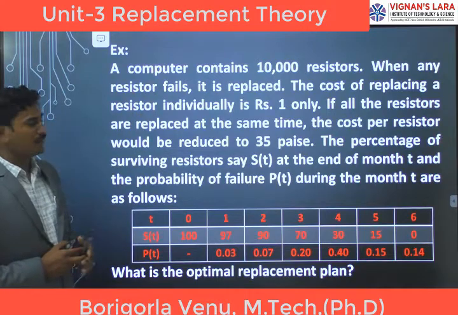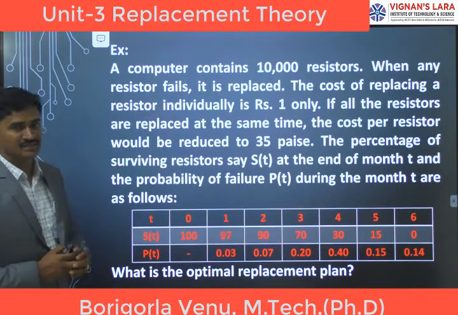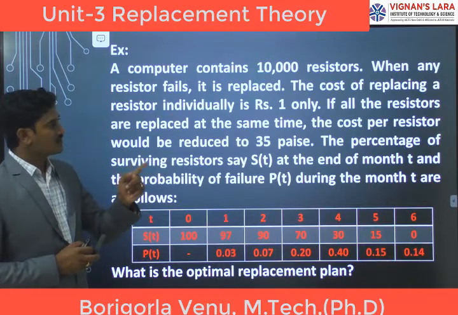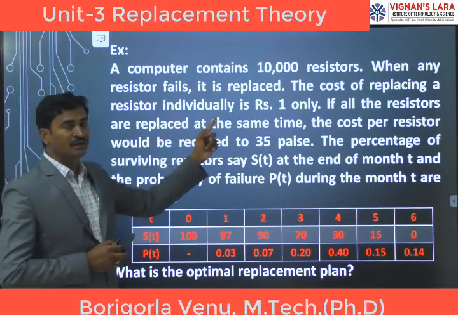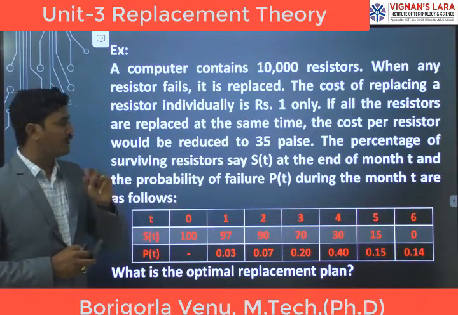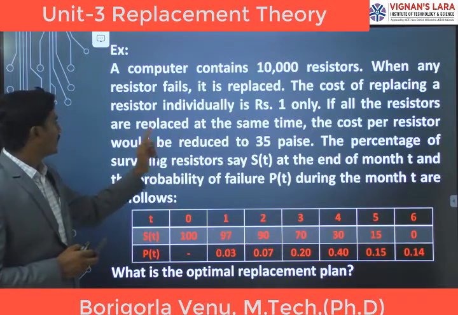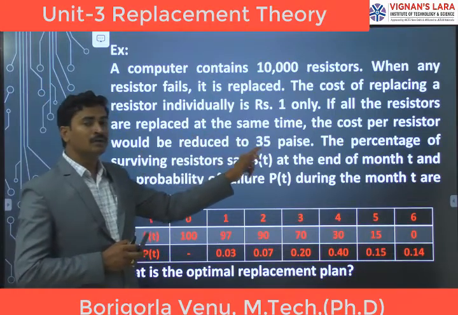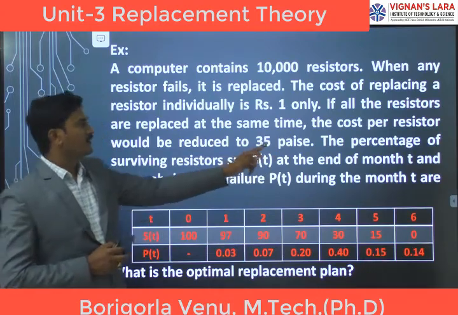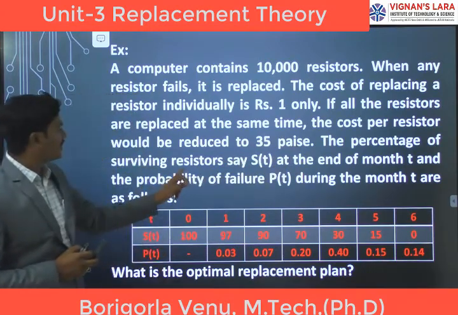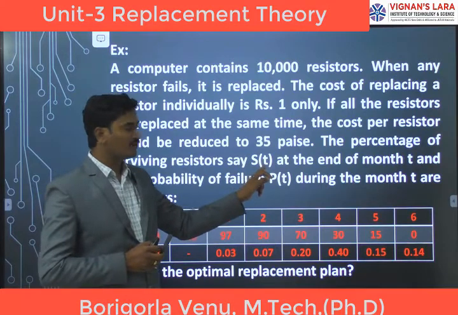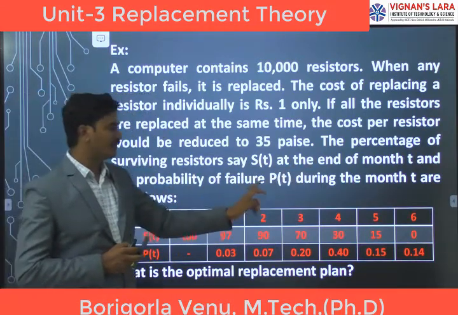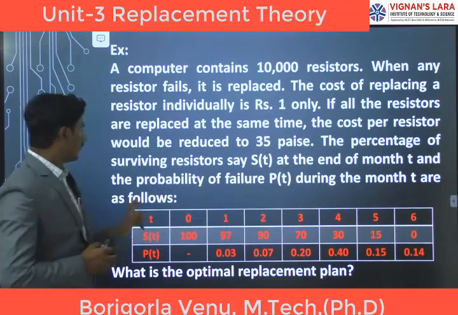First, here I have taken a computer that contains 10,000 resistors. When a resistor fails, it is replaced. The cost of replacing a resistor individually is ₹1 only. If all the resistors are replaced at the same time, the cost per resistor would be reduced to 35 paisa. Remember it. The percentage of surviving resistors, say S of t, at the end of month t, and the probability of failure P of t during the month t are as follows.